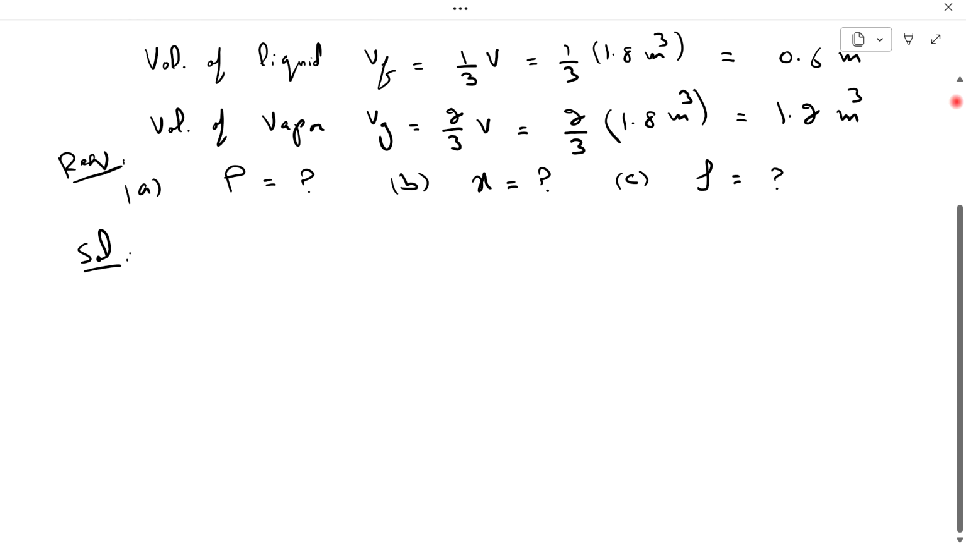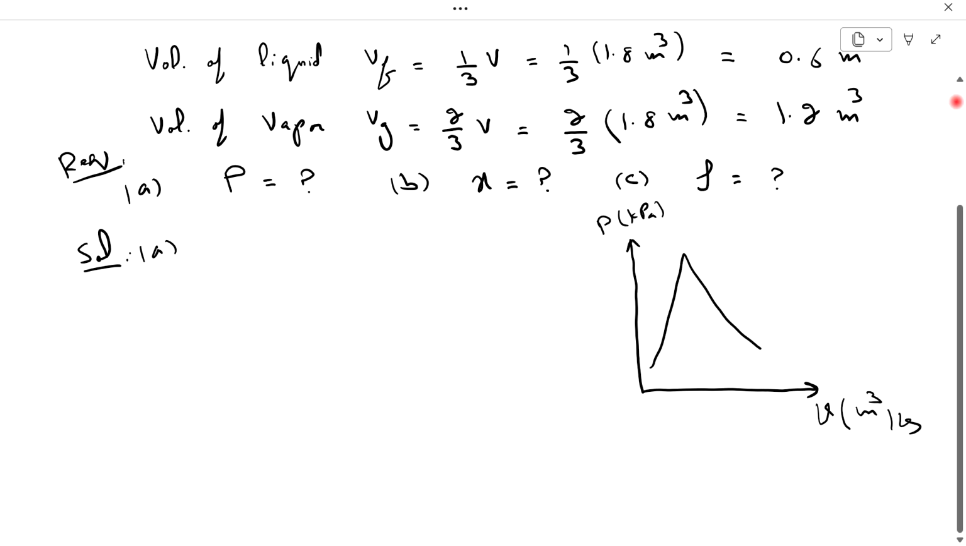So first thing to find is pressure. In this case, pressure is saturated pressure, because this is a PV diagram. Pressure in kilopascal and volume in meter cube per kg. This is the saturation curve. This line is the saturated liquid line, and this line is the saturated vapor line. Here the working fluid is liquid plus vapor. It means that the steam is in the wet region, in between the saturated liquid line and saturated vapor line.